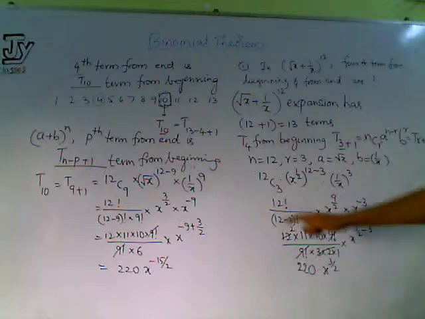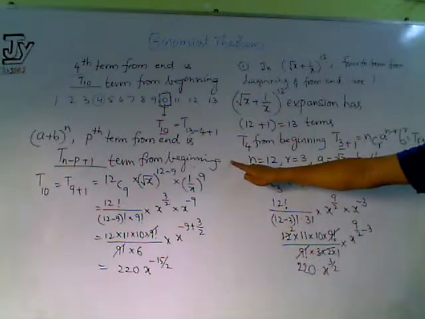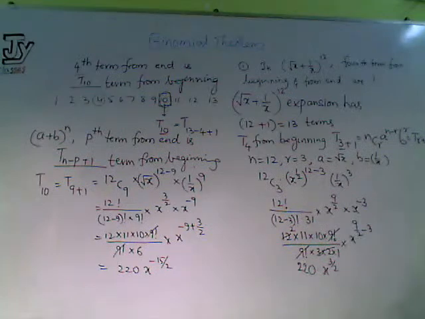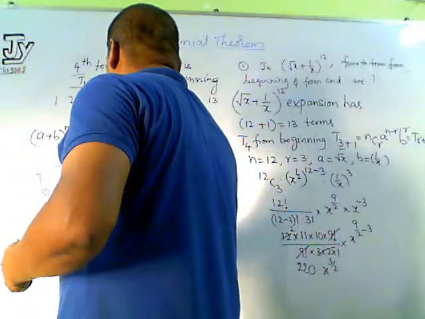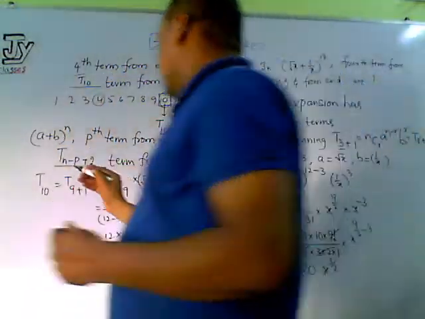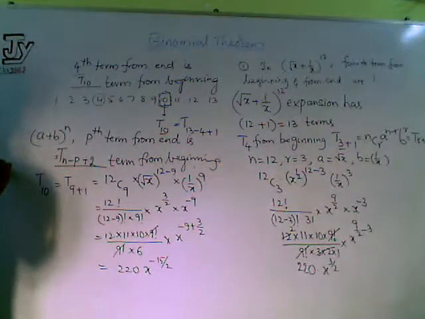So write down this one, this formula is useful to us. Fifth term from end is t n minus p plus 1 term, n plus 1 plus 1. Here it is plus 2. That can be written as t n minus p plus 1 plus 1.